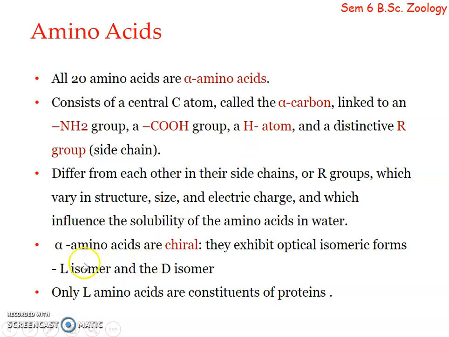Okay, now because of this alpha carbon, there are two optical isomeric forms, and they are the L isomer and the D isomer, and we can see that only the L amino acids are constituents of proteins. Okay, I hope you remember when we discussed carbohydrates, we saw that it is the D glucose or the D isomers which take part in the formation of oligosaccharides and polysaccharides, and it is the D isomeric forms which are more biologically active. Okay, and here you can see it is the L amino acids that take part in the formation of proteins.